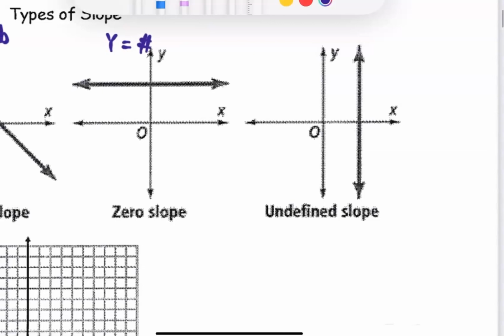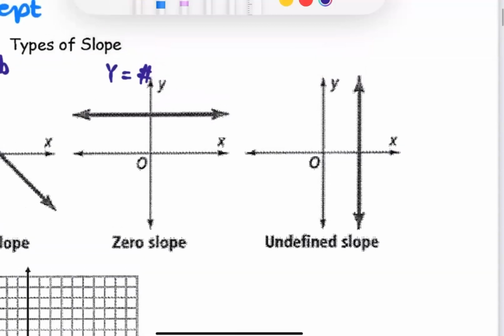Last but not least, we're going to go over undefined slopes. Undefined slopes go up and down. They're a line going up and down. They cross the x-axis. And so the equation for undefined slope is x is equal to a number. Look, if you have y is equal to a number, you cross the y-axis. If you have x is equal to a number, you cross the x-axis.